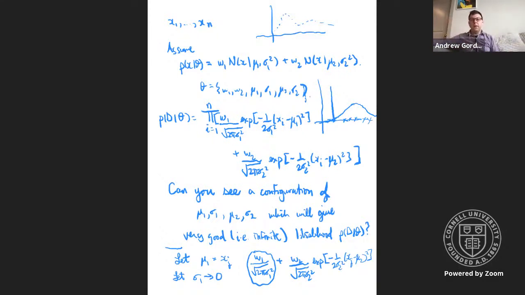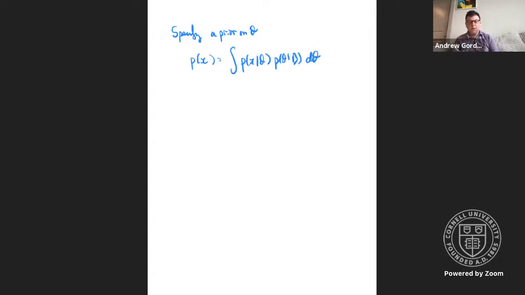Of course, the resolution is to not do maximum likelihood, to completely follow the rules of probability and do a Bayesian model average. The resolution here would be to specify a prior on theta. And then if we want the density for any point x, we just integrate p(x given theta) times p(theta given D) over theta, where p(theta given D) is our posterior.